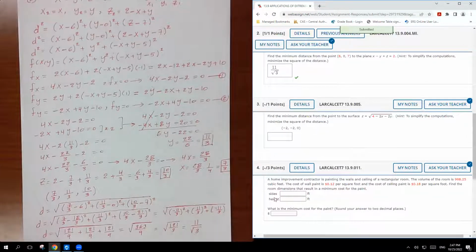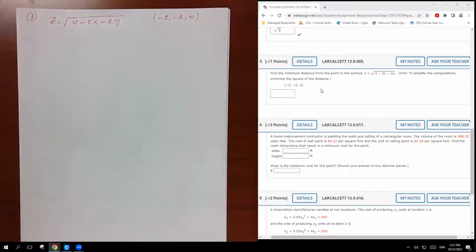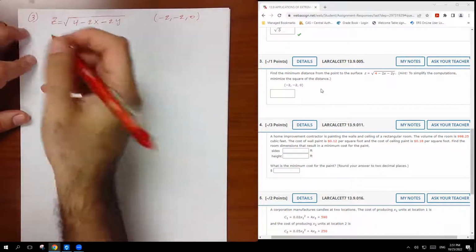We got it right. That's it for this example. So example 3, find the minimum distance of the point to the surface. Now it's a surface, not a plane. And here is our initial point. So we're going to do the same thing, the same steps.